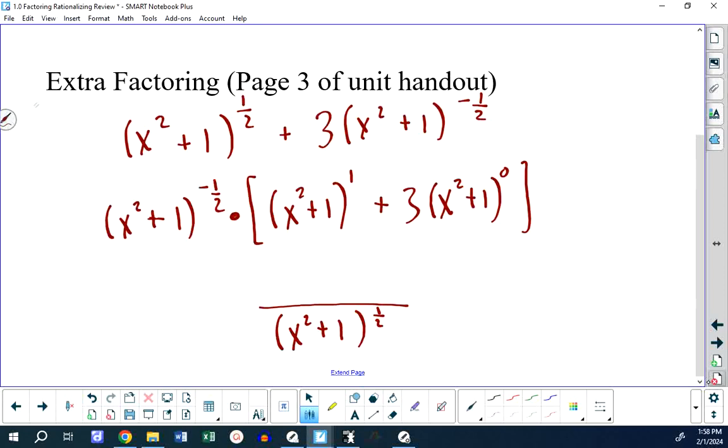And then on the top, what do we have? We have x squared plus 1 plus the 3, so you have x squared plus 4. So the numerator will be x squared plus 4, the denominator will be x squared plus 1 raised to the 1/2.